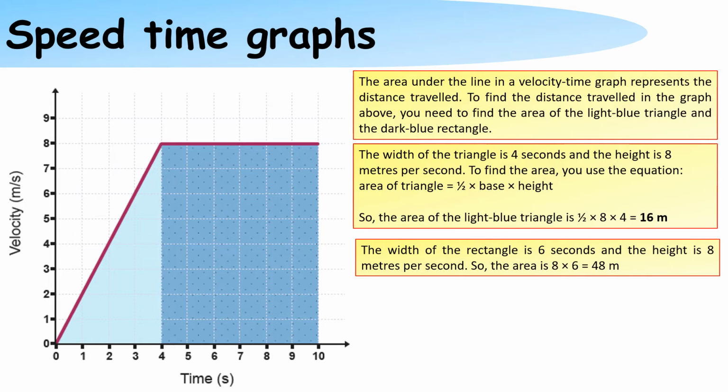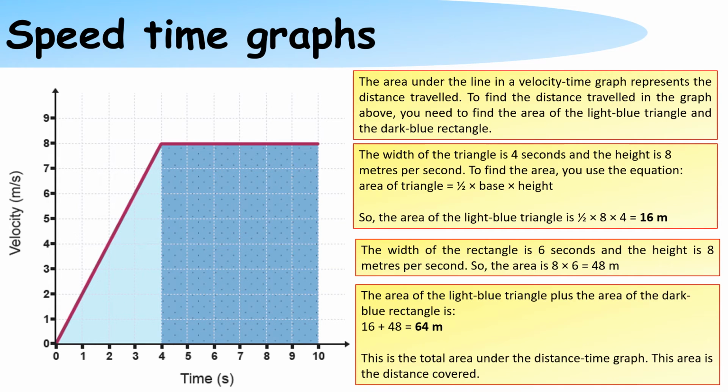The width of the rectangle is 6 seconds and the height is 8 meters per second. So the area is 8 times 6, which is 48 meters. The area of the light blue triangle plus the area of the dark blue rectangle is 16 plus 48, so the total distance the car has travelled is 64 meters.